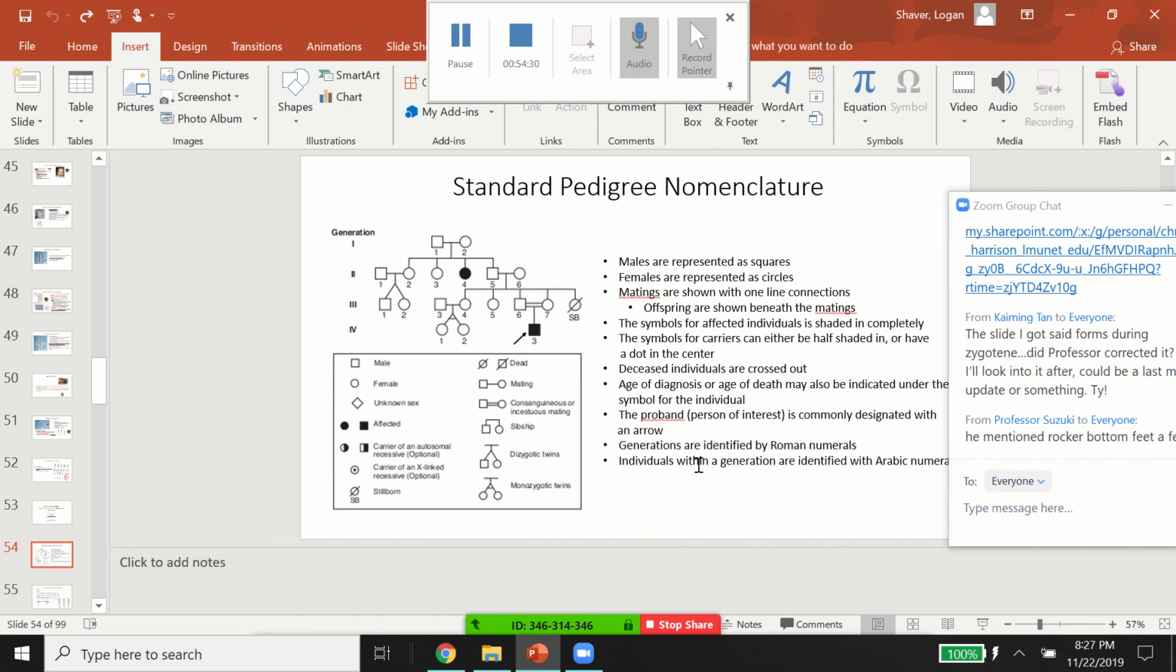Now it does break down other bits that you have to know as well. So it does help you with this little chart here. Notice that the slash through it means they're dead, so they're no longer alive.